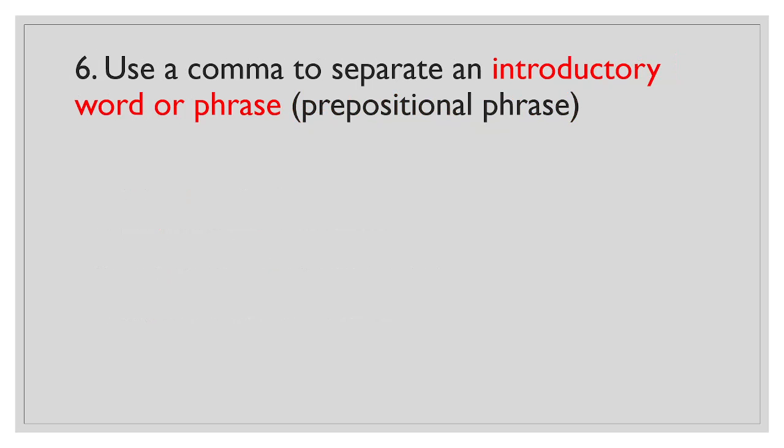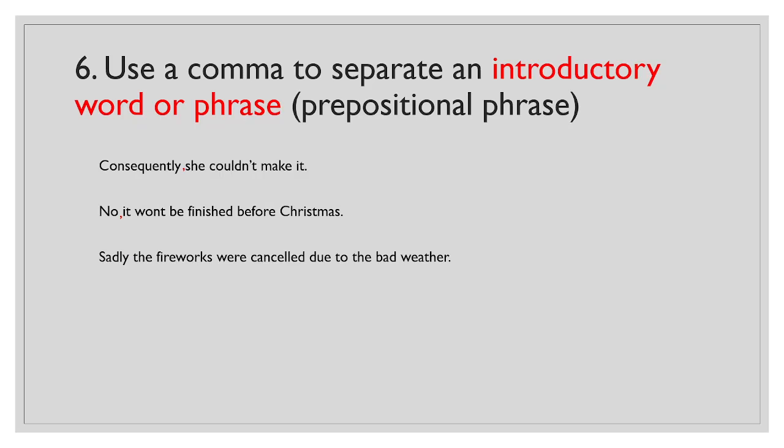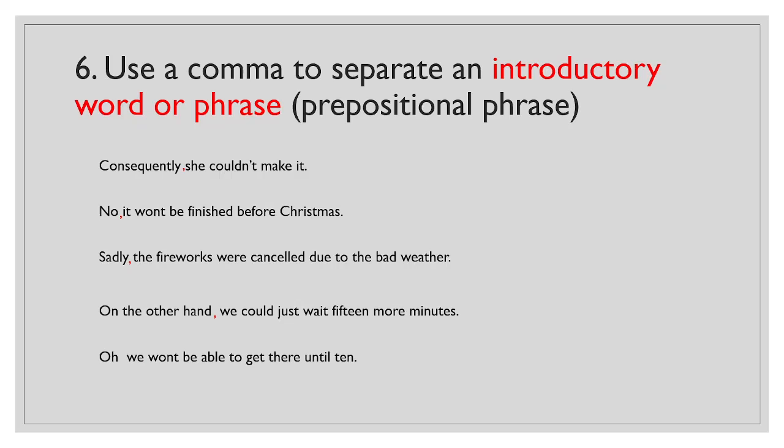You can use a comma to separate an introductory phrase or word, also known as a prepositional phrase. So consequently, she couldn't make it. No, it won't be finished before Christmas. Sadly, the fireworks were cancelled due to the bad weather. On the other hand, we could just wait 15 more minutes. Oh, we won't be able to get there until 10.